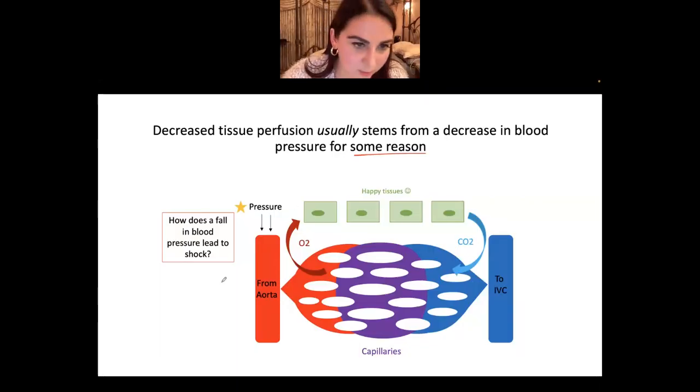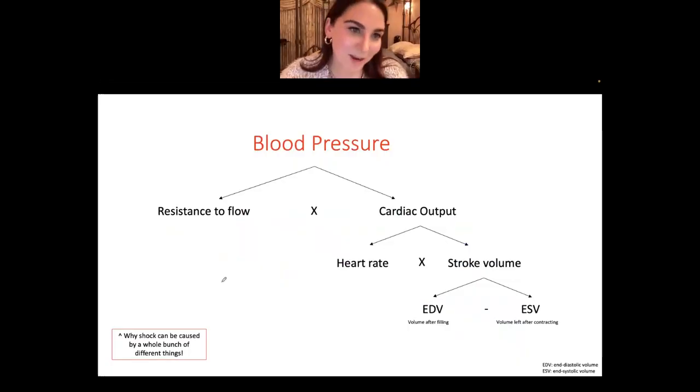So basically, how does a fall in blood pressure lead to shock? Equations. So here we go. If you remember, blood pressure is basically resistance times cardiac output. Cardiac output is heart rate times stroke volume. Stroke volume is left ventricular end diastolic volume minus left ventricular end systolic volume. So you think of end diastolic volume as the volume left after filling, minus the volume left after contracting.